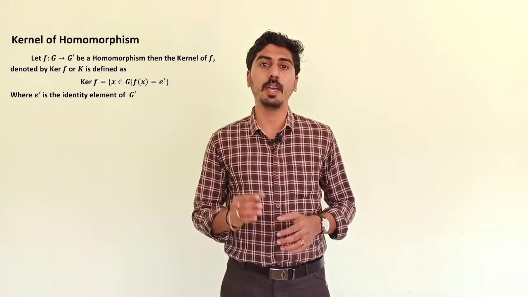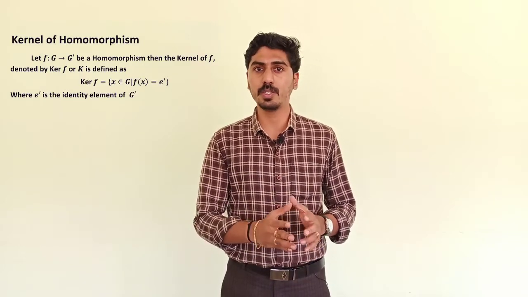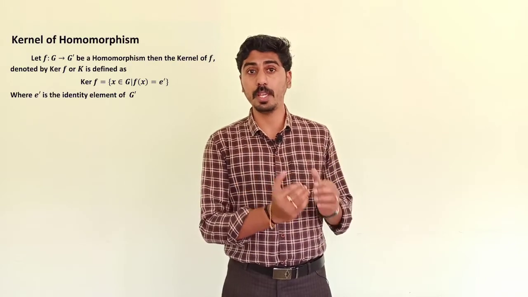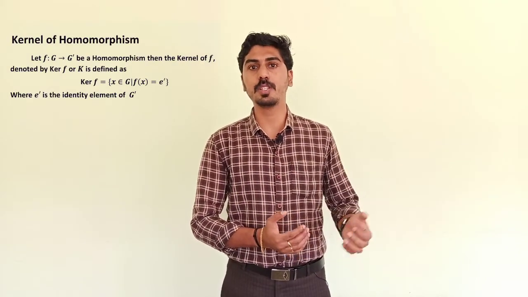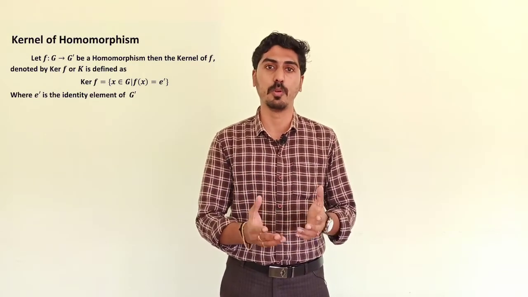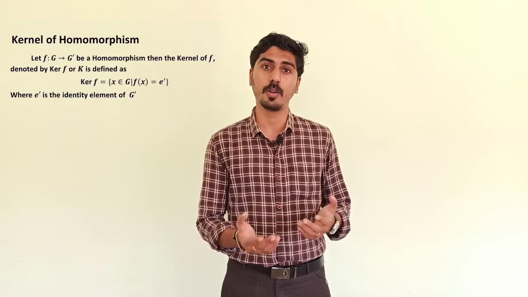Let me define kernel of a homomorphism formally. Suppose f from G to G dash is a group homomorphism, then the set K equal to x belongs to G, where f of x equal to E dash, where E dash denotes the identity element of G dash, is known as the kernel of homomorphism, and it is denoted by the letter K or kernel of f.